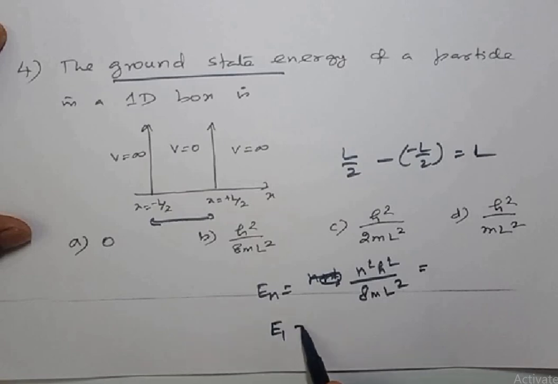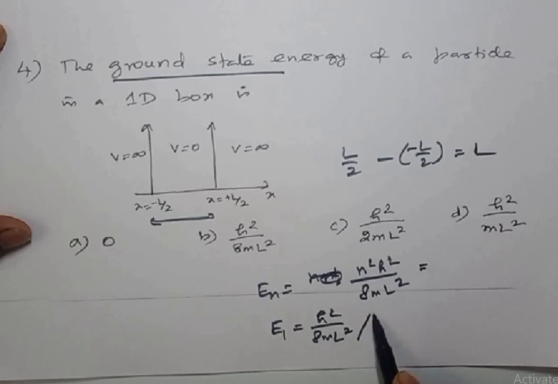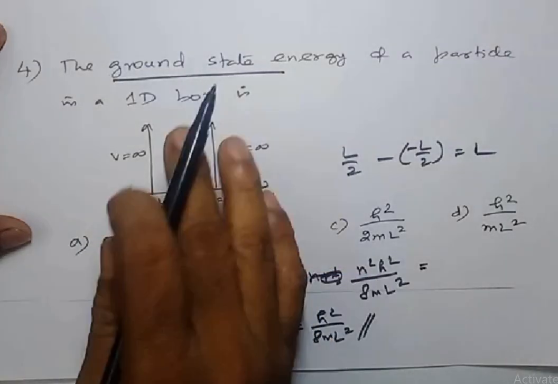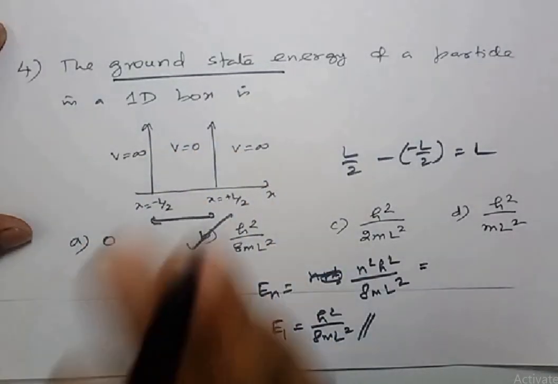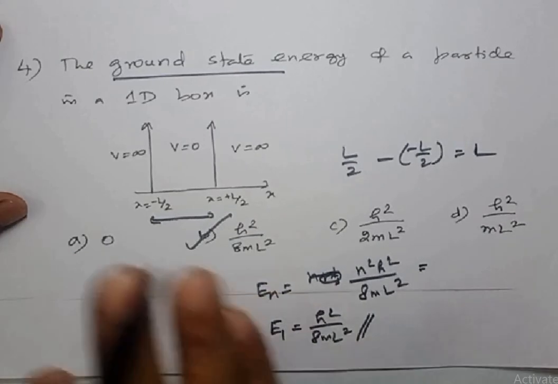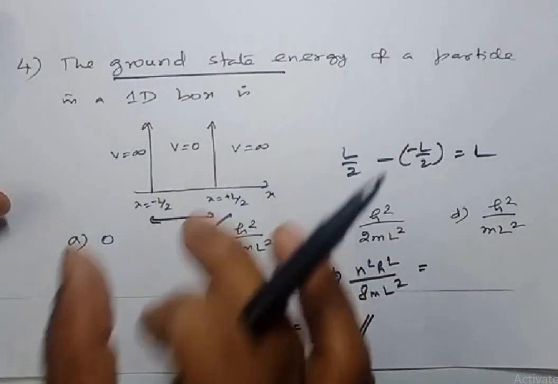So what is the ground state energy? h square by 8 m L square. So the ground state energy for this particle in the box is also h square by 8 m L square. Energy does not change because the box length is the same.